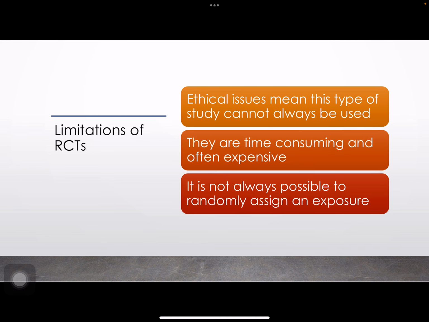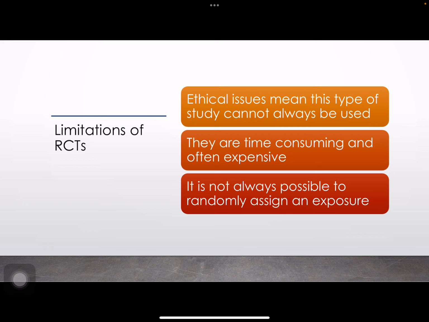Some of the limitations of using RCTs include the potential for ethical concerns, meaning this type of study cannot always be used. You can imagine that manipulating the exposure to something potentially harmful would not be ethical, which is why we can't always use RCTs. We couldn't randomly choose to expose some people to, say, radiation or tobacco or asbestos, or really any other carcinogen to see if they end up with cancer.